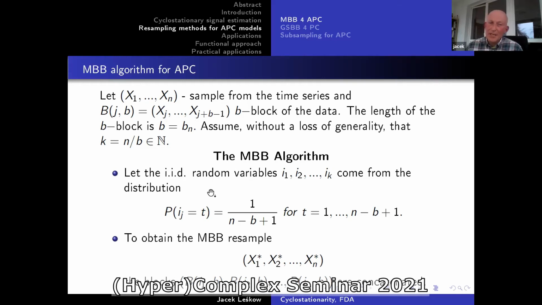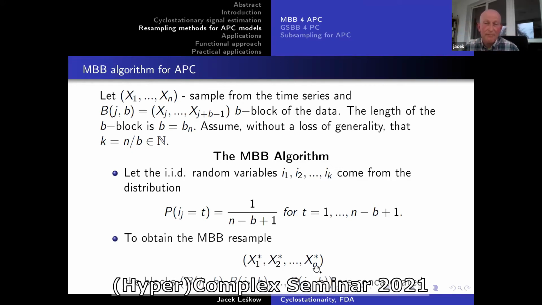And then we have discrete valued random variables, I1, I2, up to IK, with this type of distribution. That is, they hit with the same probability all points from 1 through n minus b plus 1. That means we sample the blocks from the collection of all blocks. You can produce them by sliding this block along the original sample, and then you concatenate those blocks to produce a new sample.